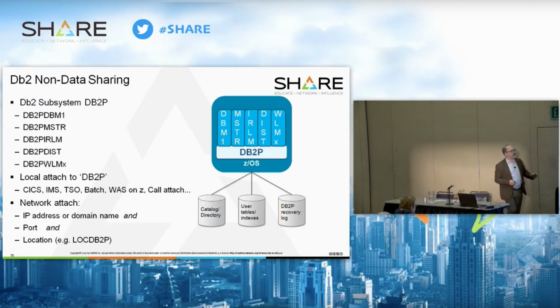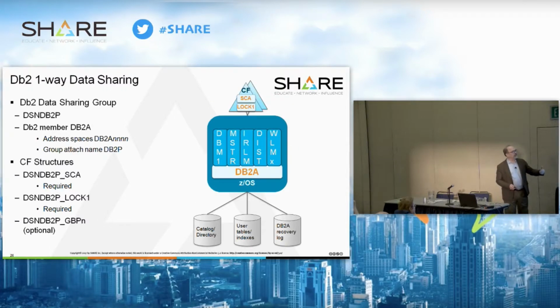All right, let's talk about some configurations. Generally, we're going to start with non-data sharing. In my example, I've got Db2P as the subsystem, and these are the different address spaces, right? I've shorthanded it, so this is Db2P, DBM1, Db2 master, and so on. So I've got these address spaces. My local attach, CICS, IMS, TSO, et cetera, is going to use Db2P. Out in the network, my distributed clients, if they're not using SNA, and I'm not going to talk about SNA today, are going to use the IP address or domain name and a port and a location name. And in this particular case, my port is a loc for a location Db2P. And of course, I've got catalog, directory, user tables, and my recovery log.